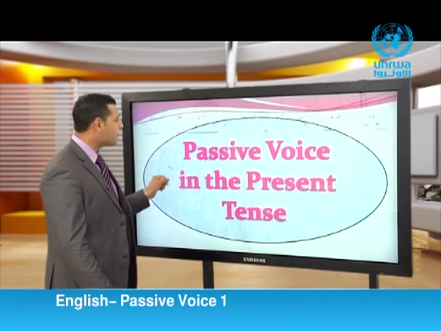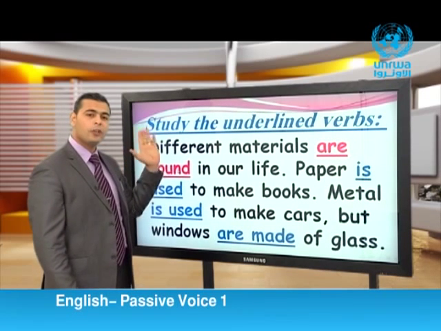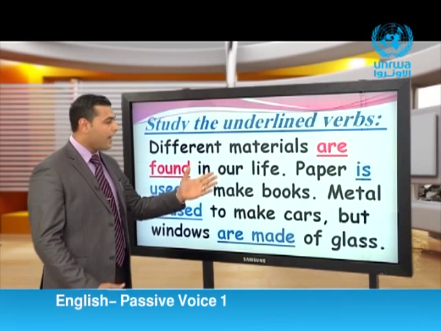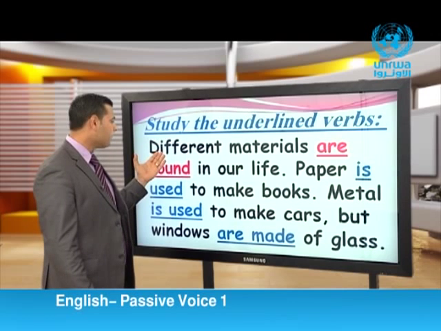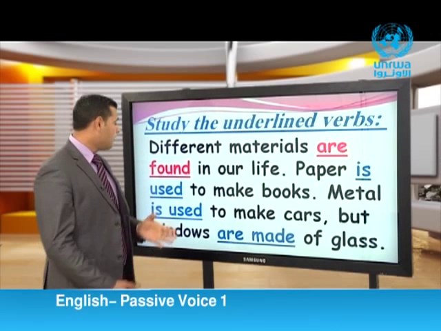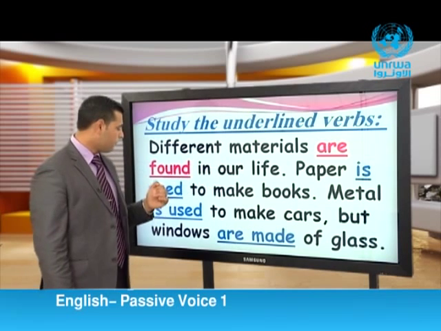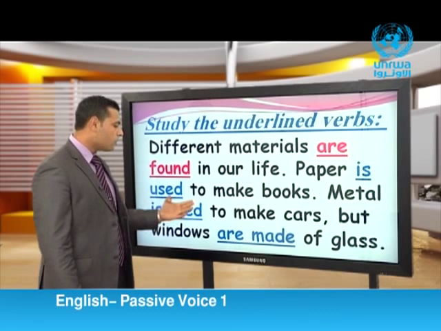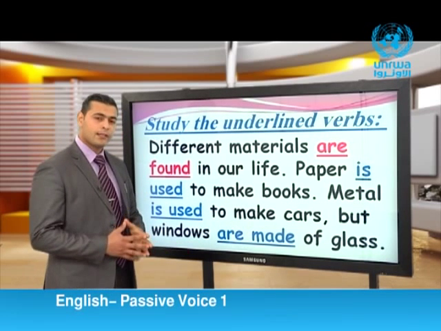Let's first look at this paragraph. Study the underlined verbs. Let's read it together. Different materials are found in our life. Paper is used to make books. Metal is used to make cars. But windows are made of glass.